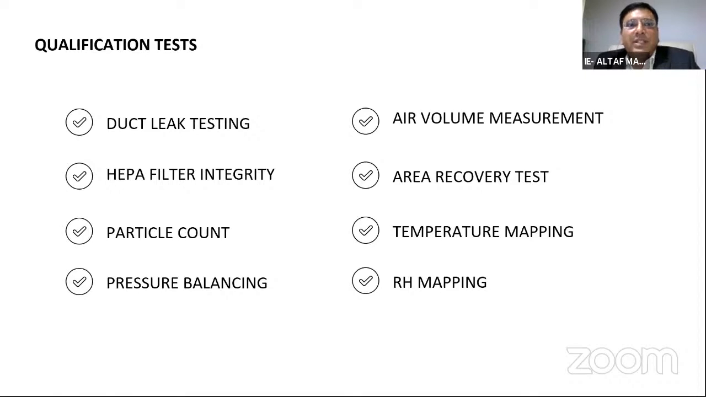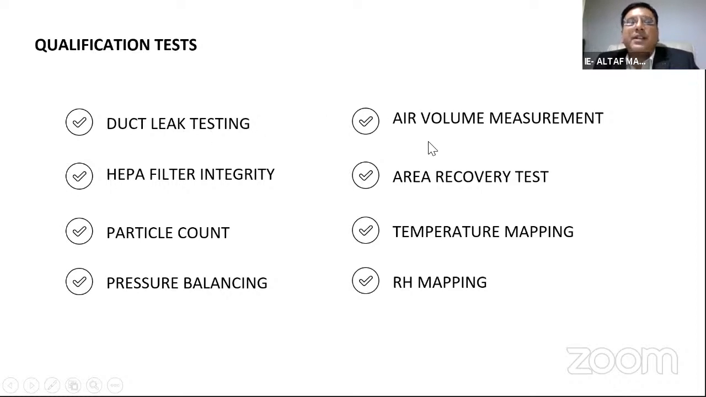So on that basis, we have to do duct leak testing, and the duct leak testing methods and standards are also specified, like DW142 and SMACNA standards. So based on these standards, we have to follow this duct leak testing.